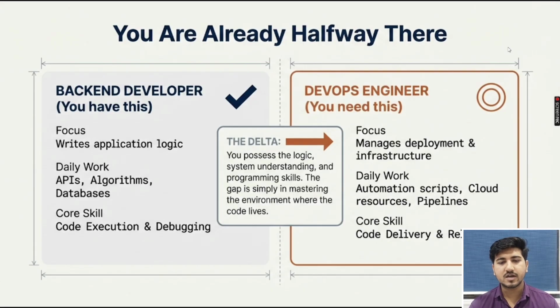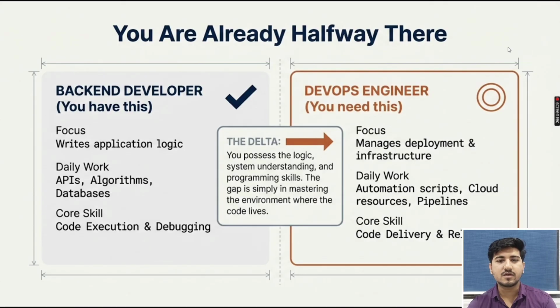So you can see that the delta is the process: you process the logic, system understanding, and programming skills. And for the programming skills, the gap is simply in mastering the environment where the code lives. So you will do the logical understanding, then the process will be there. Then the simple gap is your understanding of your code programming, and then you do the management and the infrastructure and the development as well. So these are the different things.